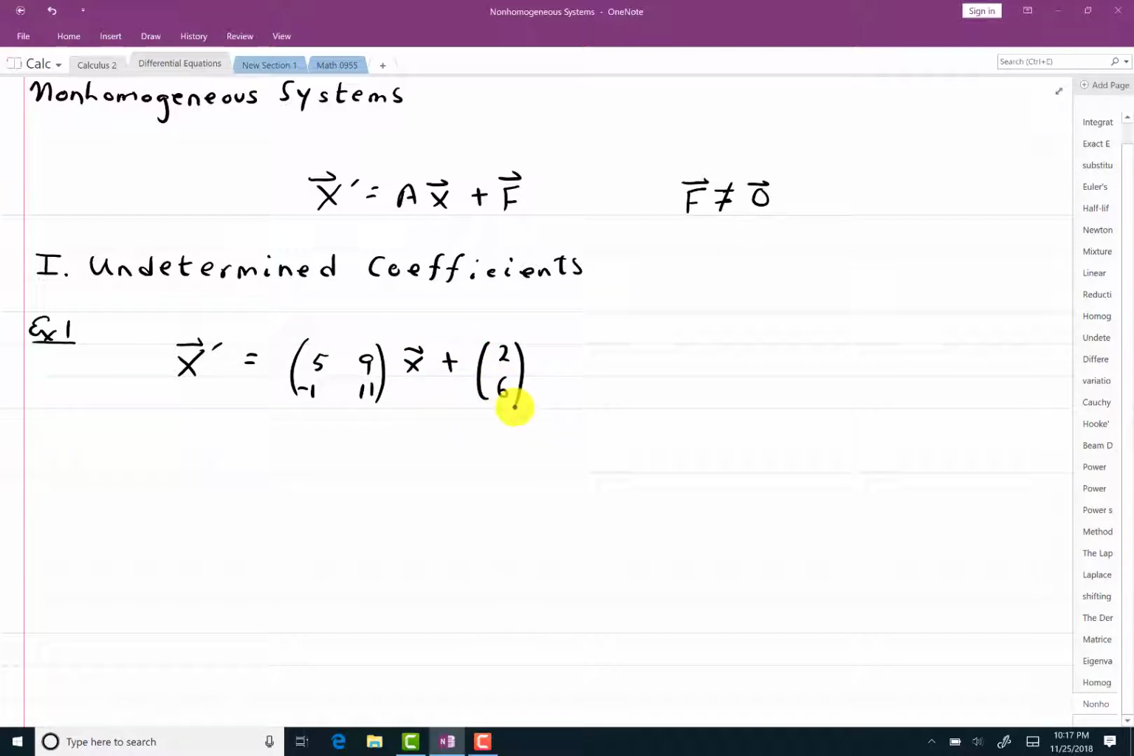I'm starting off with a simple one where the non-homogeneous portion, I suppose if you want to call it, this part here is not the zero vector, but it's not really a function. It is technically a function of t, but it's a constant. Each of these are constant functions, so they're really not that big of a deal. So it's an easy example to start with. First thing we always do is find those eigenvalues.